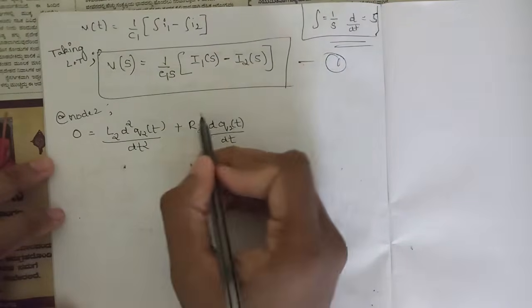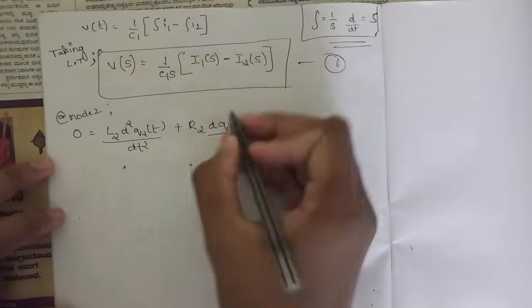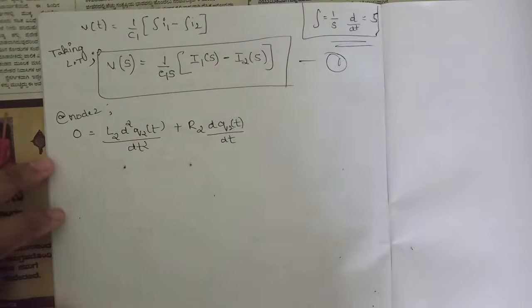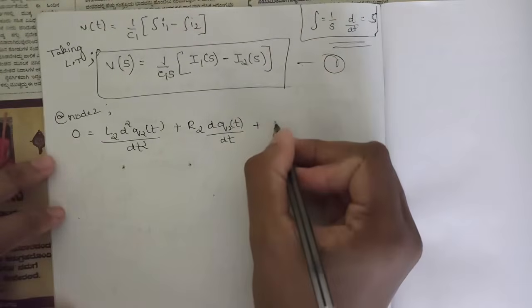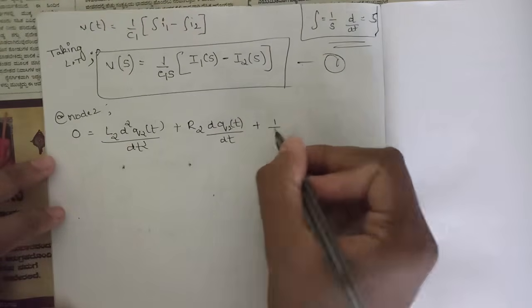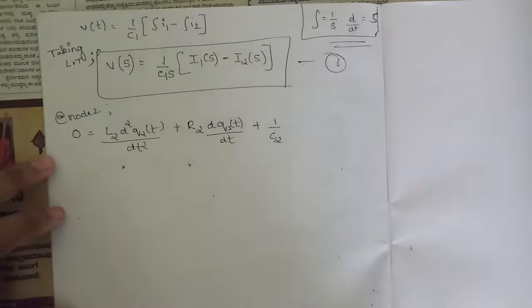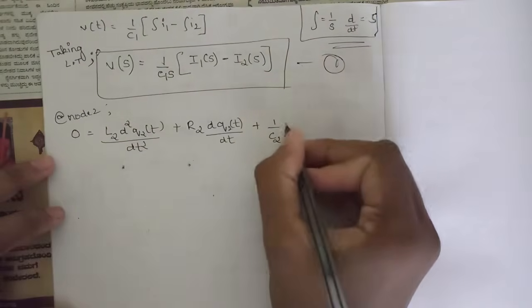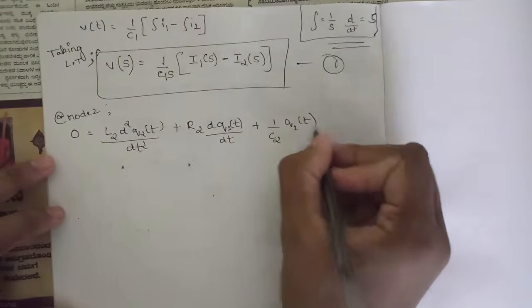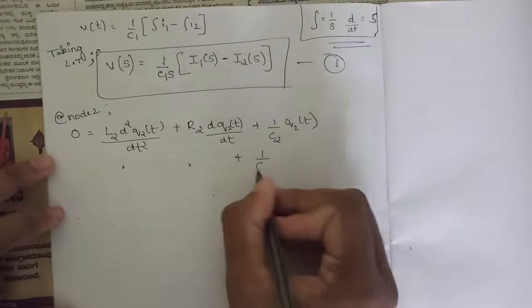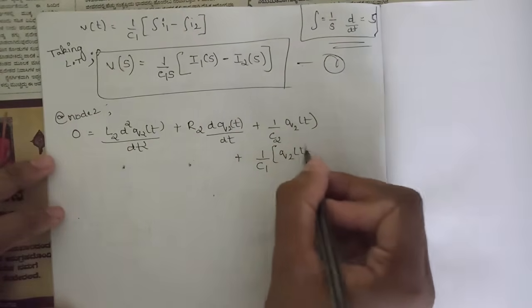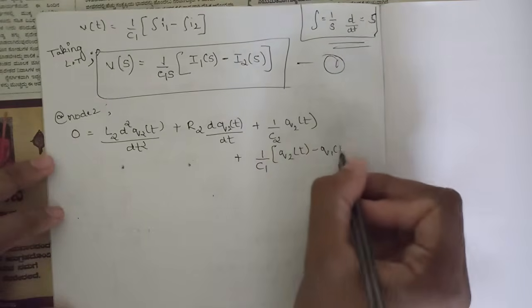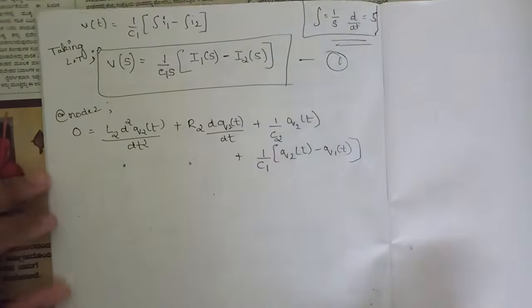Since in place of b we have dx by dt, and x is equal to q in FV analogy, plus 1 by c2, where k is replaced by 1 by c, right? So 1 by c2 into q2 of t, plus k1, that is 1 by c1 into q2 of t minus q1 of t, right?